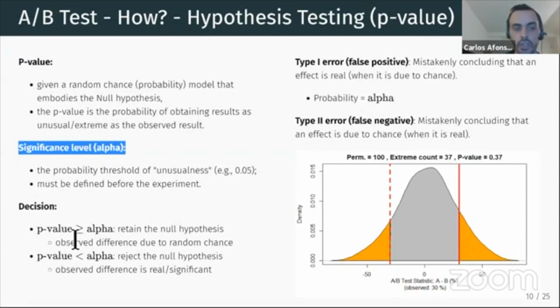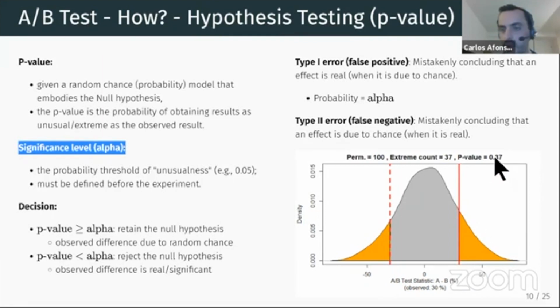If the p-value is larger or the same as alpha, then we have to retain the null hypothesis and we have to conclude that the observed difference is due to random chance. Okay? If the p-value is smaller than alpha, that threshold, we reject the null hypothesis and we can conclude that the observed difference is real. There's a real significant difference between the two options A and B. Okay? So essentially, if this area here in orange that represents the p-value is larger than the alpha threshold, which often is 0.05, then we have to retain the null hypothesis and we have to conclude that the difference that we observe is just due to random chance.